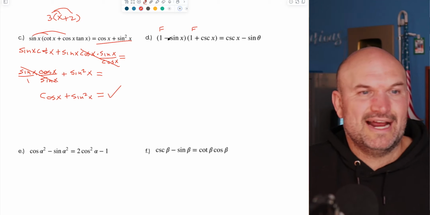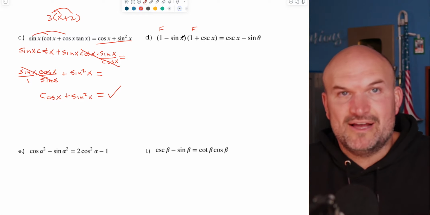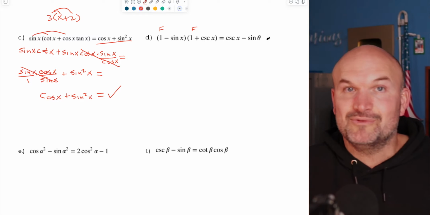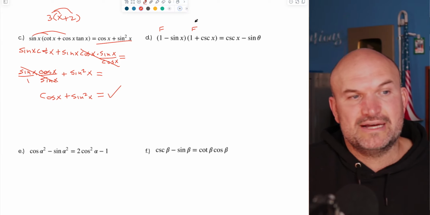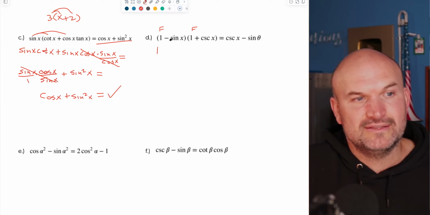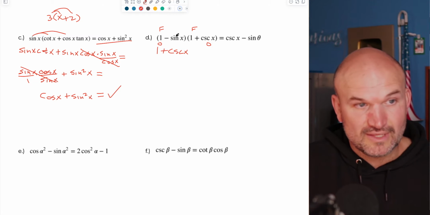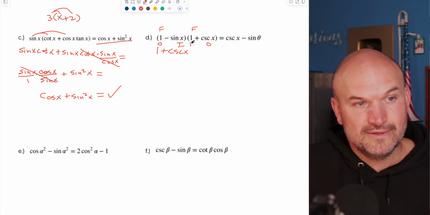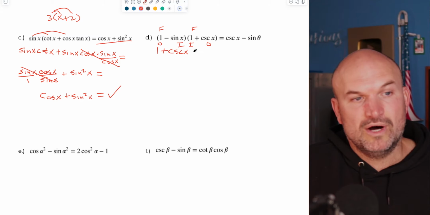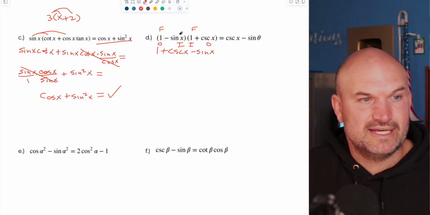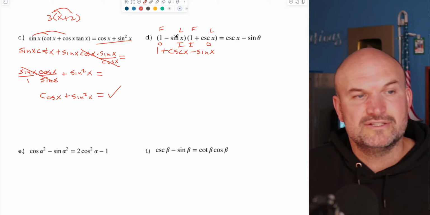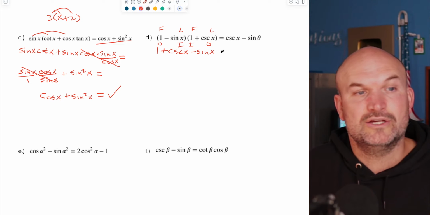So 1 times 1. And obviously, it's a lot easier to multiply with FOIL than try to create FOIL, which would be factoring like a trinomial. So if we did FOIL, first times first is going to be 1. Then outer times outer, so 1 times cosecant is going to be cosecant of x. Then inner times inner, so negative sine of x times 1 is negative sine of x. And then last times last, so that'd be negative sine of x times cosecant of x.